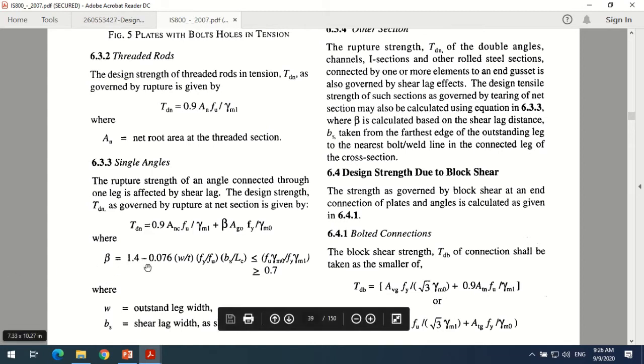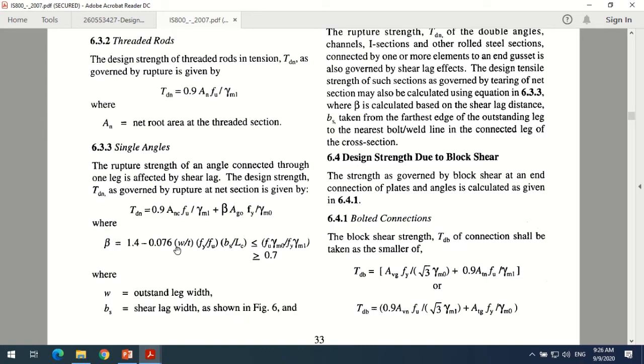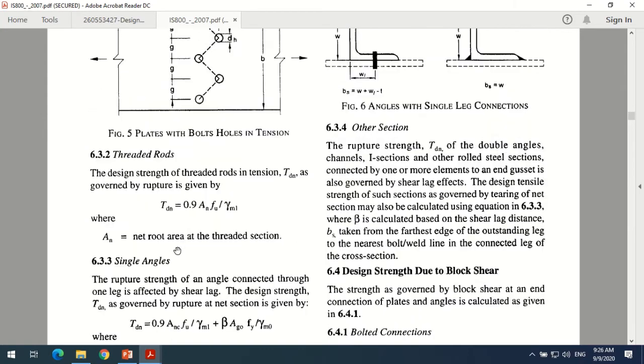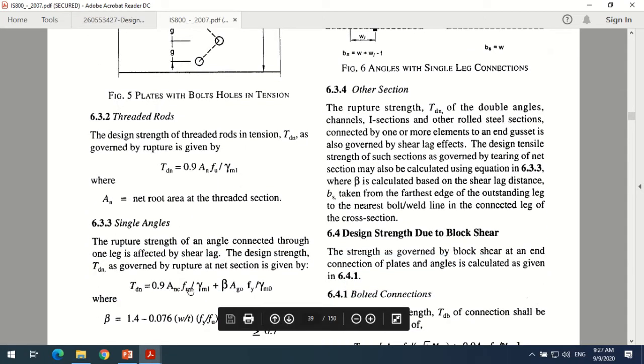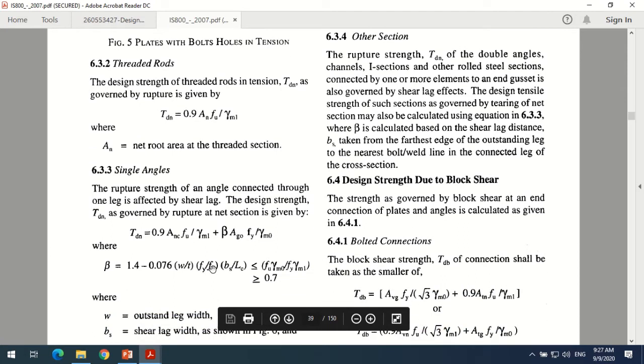Beta is equal to 1.4 minus 0.076 into w by t into Fy upon Fu into bs upon Lc, and the limiting values for this beta is Fu into gamma M naught by Fy into gamma M1. It should be less than this ratio, and also it should not exceed 0.7. These are the limiting values for beta, okay. So in this, these notations, w stands for the width of the outstanding leg, okay, that is the width of this leg, this is w, okay, in both the cases. And Fy and Fu are the yield stress and the ultimate stress of the steel. Bs and Lc, bs is the shear lag width, okay.